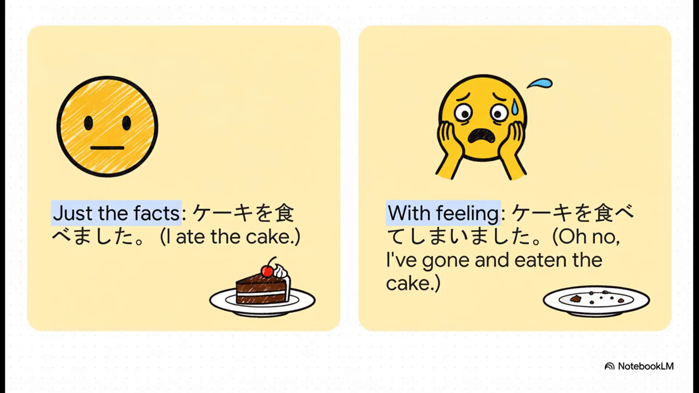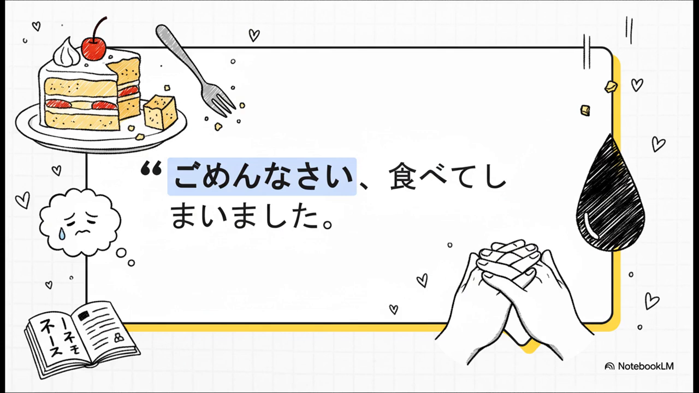And this example with the cake just illustrates it perfectly. On the left, you've got a simple statement, "Keiki o tabemashita," I ate the cake. But look what happens on the right when you add "shimaimashita," "Keiki o tabete shimaimashita." Suddenly, the meaning totally changes to, "Oh no, I've gone and eaten the cake." It's just packed with feeling. So imagine someone asks where that last slice of cake went. This is the perfect response. "Gomen nasai, tabete shimaimashita." It's not just admitting what you did, it's an apology that carries the real weight of your regret. You know you shouldn't have, but you did.